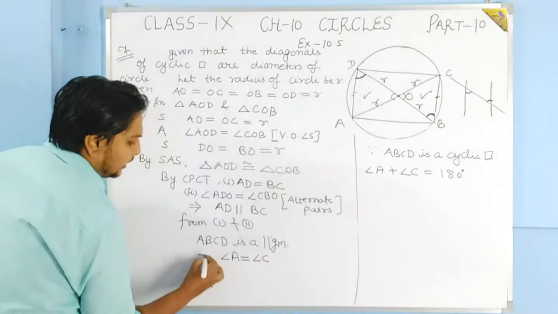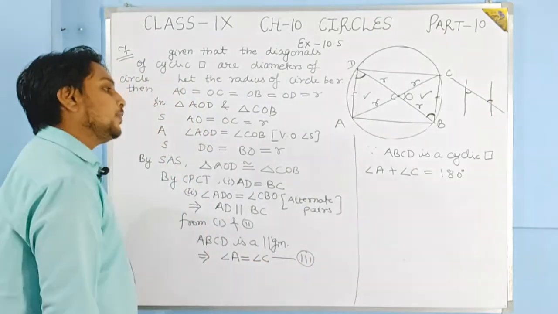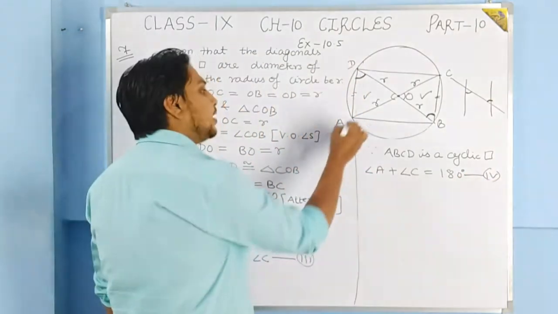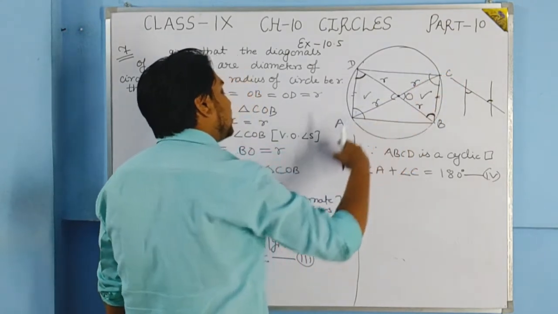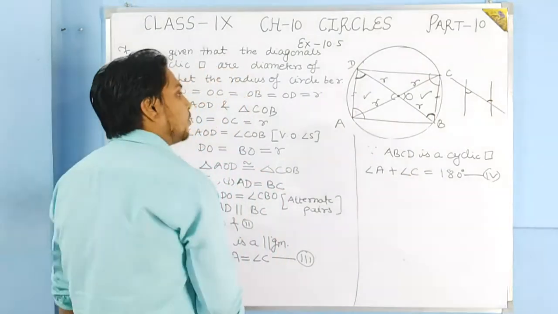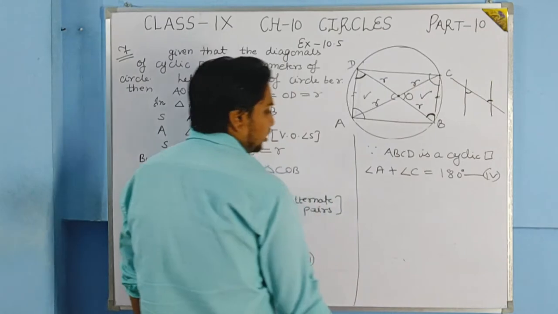So here we can write that angle A is equal to angle C. Suppose this is the third equation and this is the fourth equation. Here we are saying that the sum of angle A plus angle C is 180 degrees because this quadrilateral is cyclic. And from the property of parallelogram, we are saying that these angles are equal to each other.